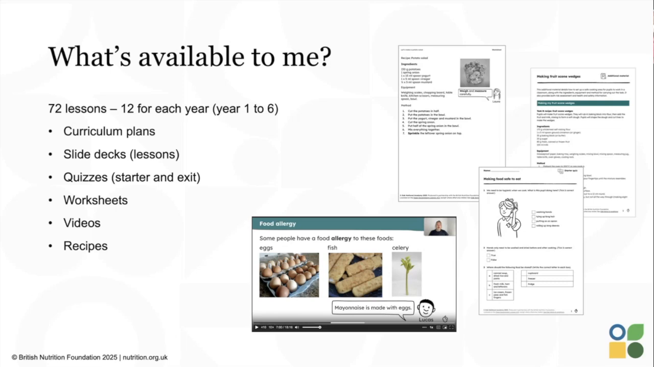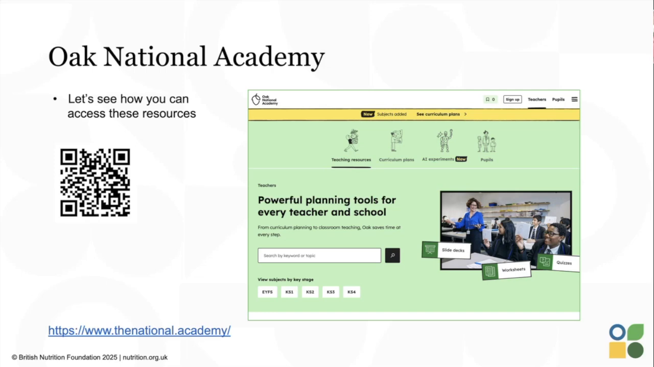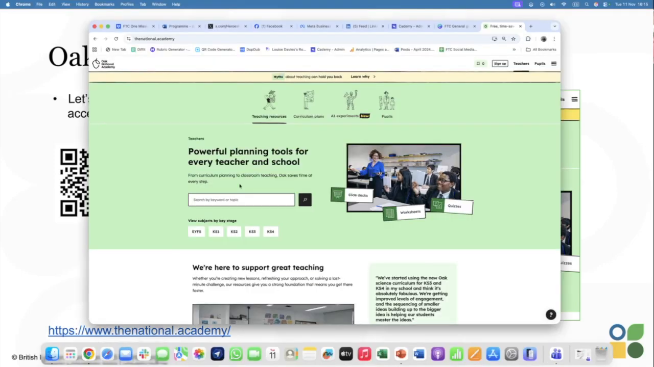So we wanted to make sure it was manageable, and Frances is going to talk a little bit more about that very shortly. So let's have a quick look at what's available on the Oak Academy website. It's very simple to access the information. So when you go to Oak, first of all, you go in from a teaching resources point of view. You can do a keyword search like nutrition or cooking.